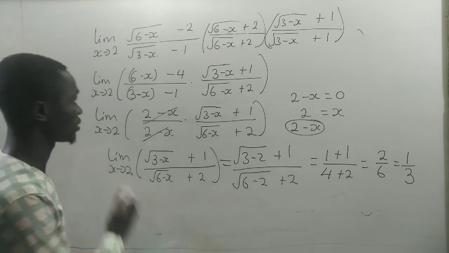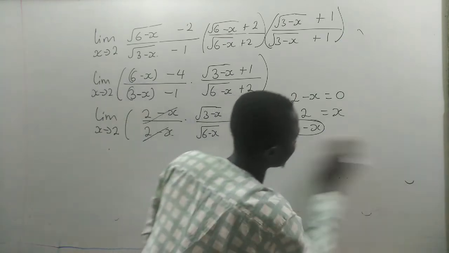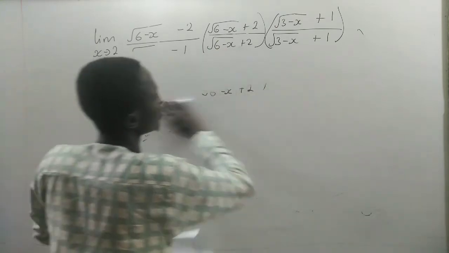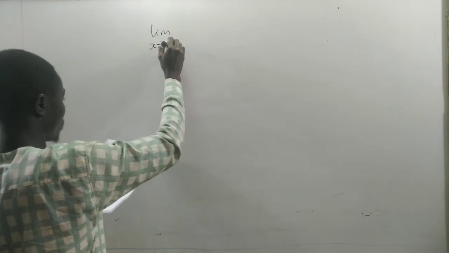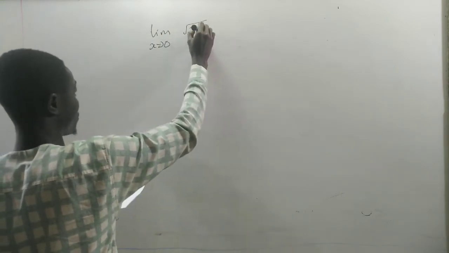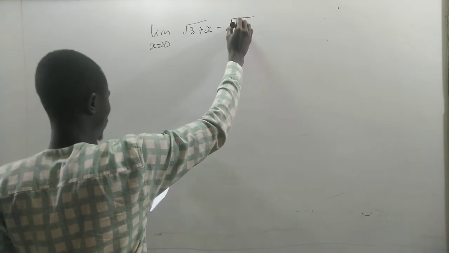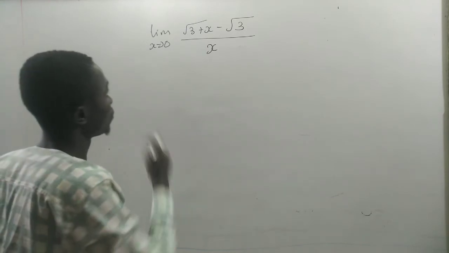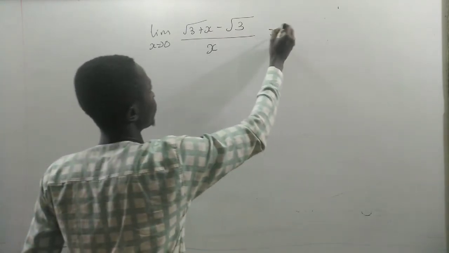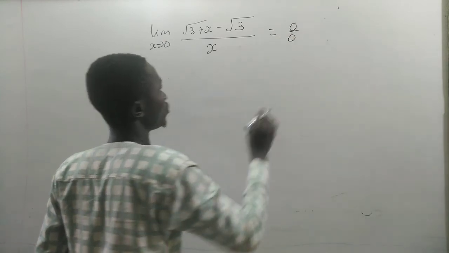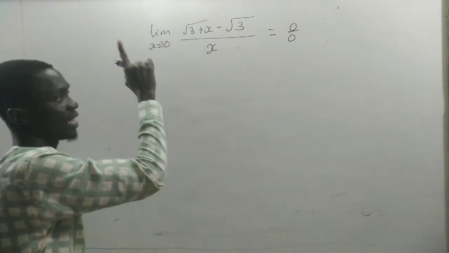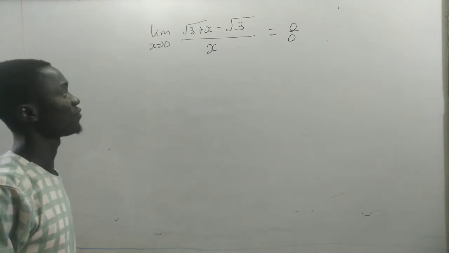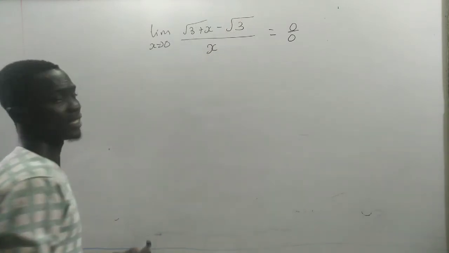Now it has left the last question. So here, the last question is the limit as x approaches 0 of square root of 3 plus x minus square root of 3, divided by x. Here too, if we put in 0, we are going to get 0 divided by 0, which is indeterminate. It means that we have x as a common factor that we have to factorize out. So let us rationalize the numerator.